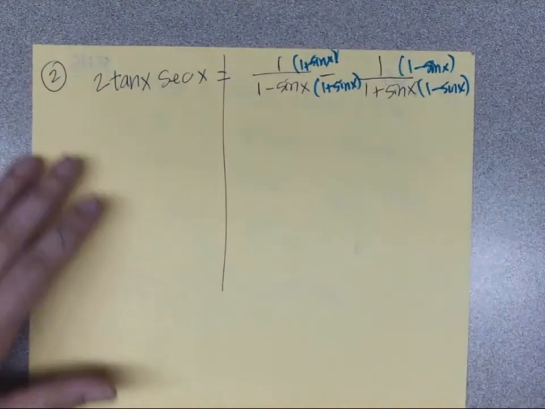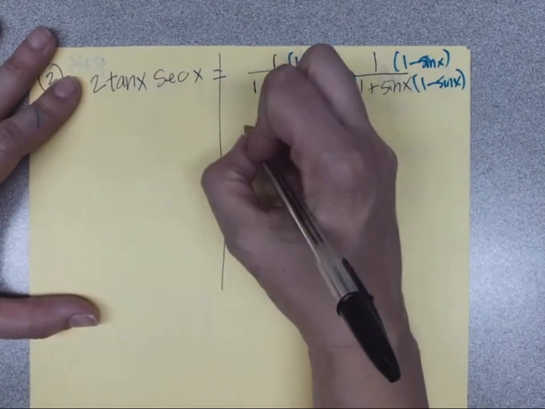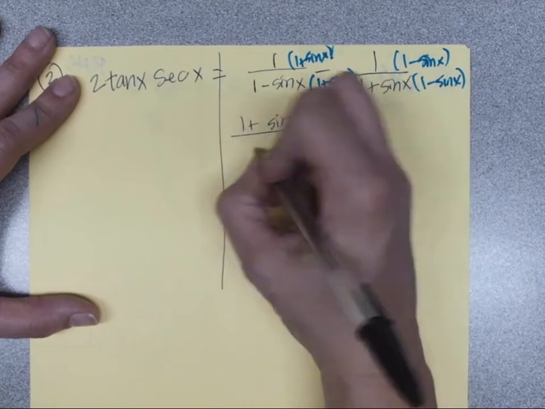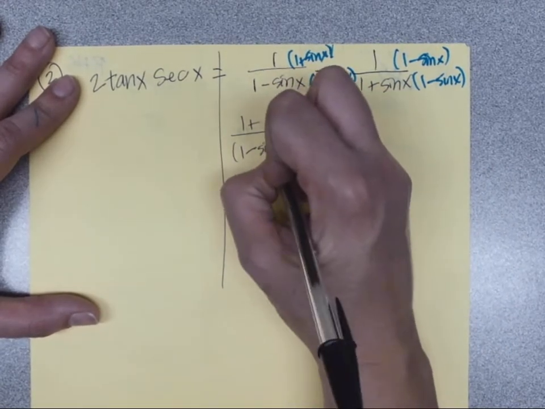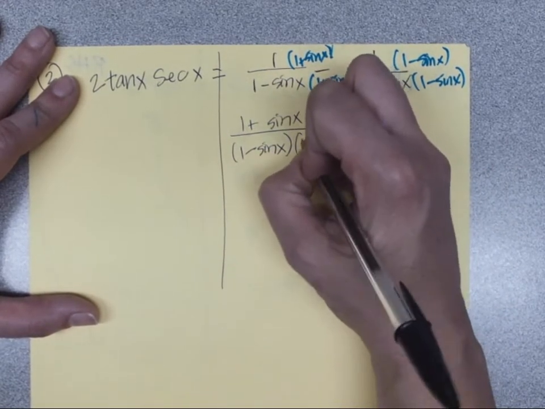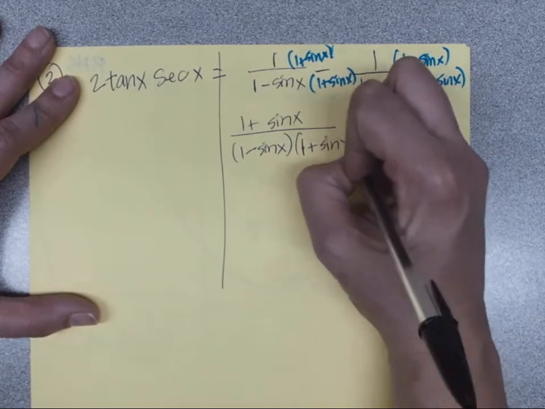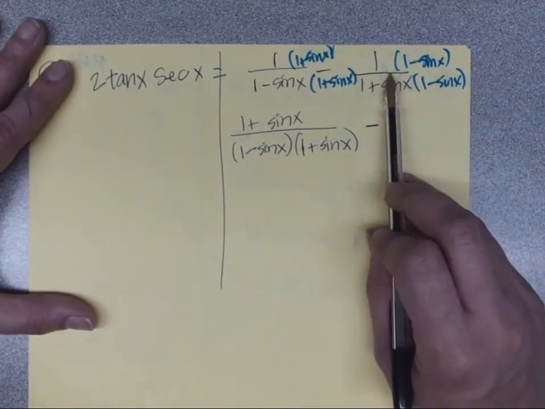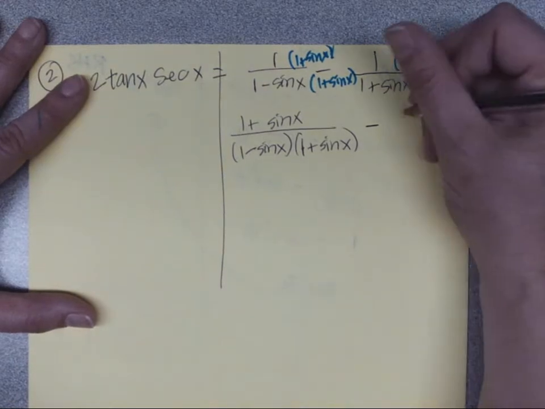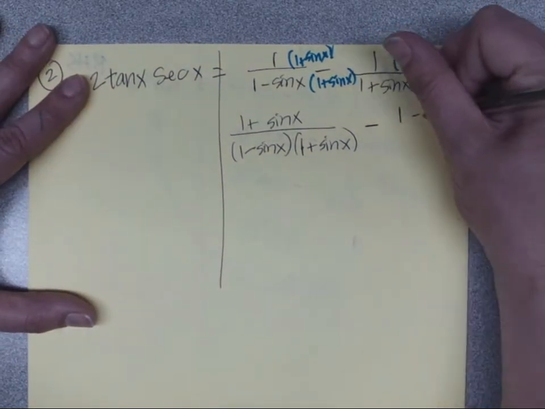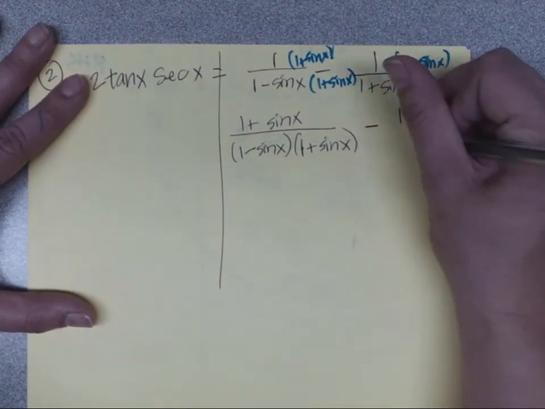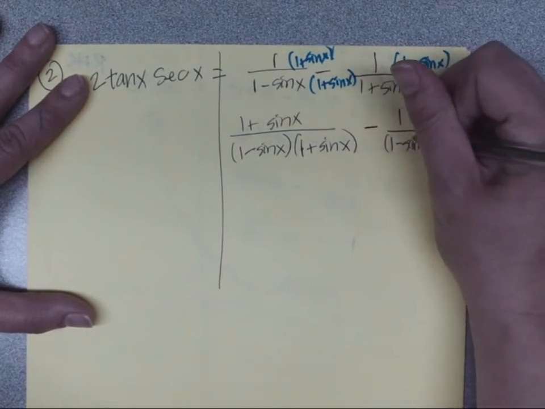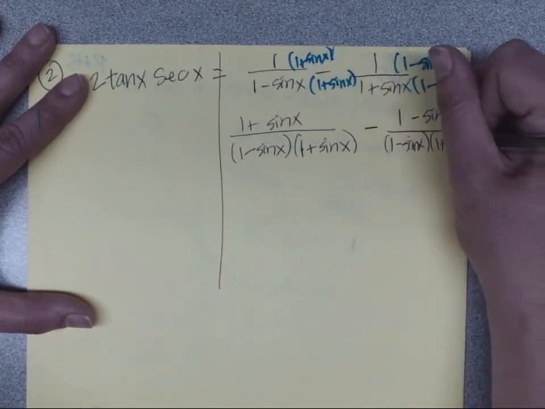But once I do that, on top, I get 1 plus sine x over 1 minus sine x times 1 plus sine x, minus, here 1 times 1 minus sine x would be 1 minus sine x over 1 minus sine x times 1 plus sine x.